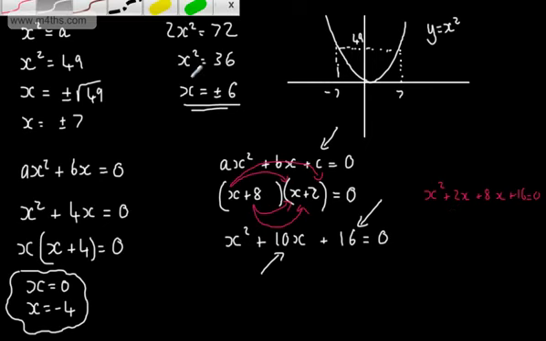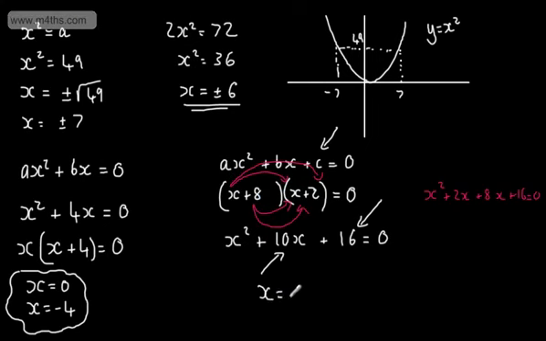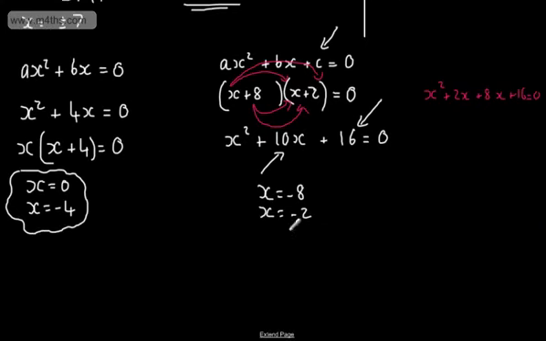So all we need to do now is consider that one or both of these brackets are equal to 0. So if x plus 8 is equal to 0, then x would be equal to minus 8. Or if x plus 2 is equal to 0, then x is equal to minus 2. Now, in this particular case, we got x plus 2 and x plus 8. That doesn't matter. What we need to consider are other types.